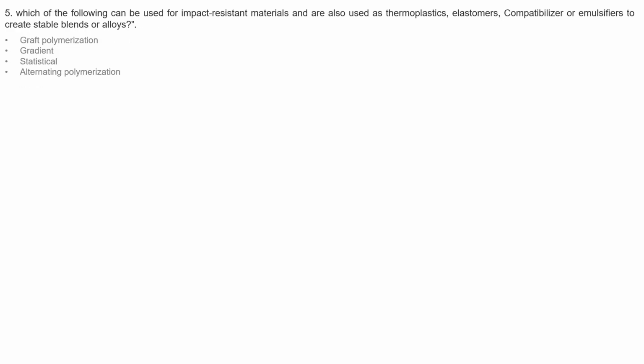Coming on to the next question. Which of the following can be used for impact resistant materials and are also used as thermoplastics, elastomers, compatibilizer, or emulsifiers to create stable blends or alloys? For this, we have different kinds of polymerizations, that is graft polymerization, gradient polymerization, statistical or alternating polymerization.